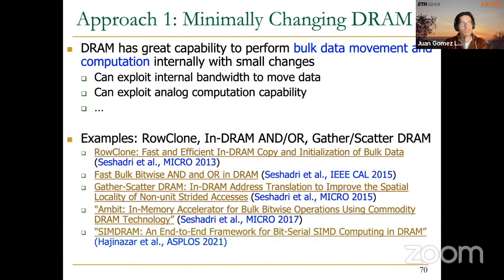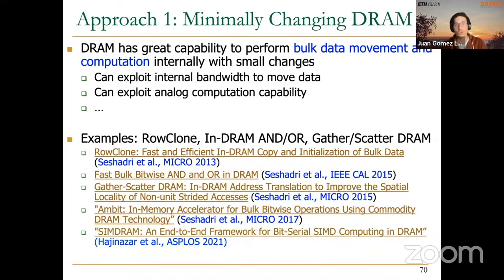Here you have some links to some relevant works in this direction. We are going to talk about them now, and some of them more in detail in later lectures. So don't worry, this is just an introduction to the two main trends in processing in memory: processing using memory, processing near memory.